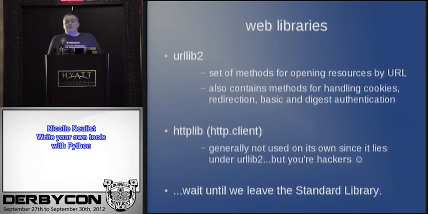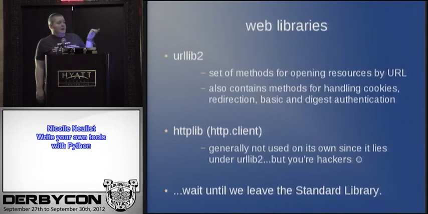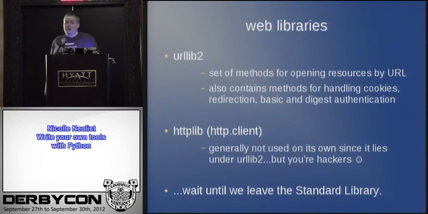There are web libraries built in as well. It's nice because it puts some HTTP handling over the base socket module. You don't have to re-implement that yourself. urllib2 is a set of methods for opening resources by URL. That's really nice if you want to do a wget sort of thing, just a line in your script that pulls a file down. urllib is good. It also contains some methods for handling cookies, redirection, authentication, although we'll get into a module later called Mechanize that does that for you a lot nicer, just not in the standard library.